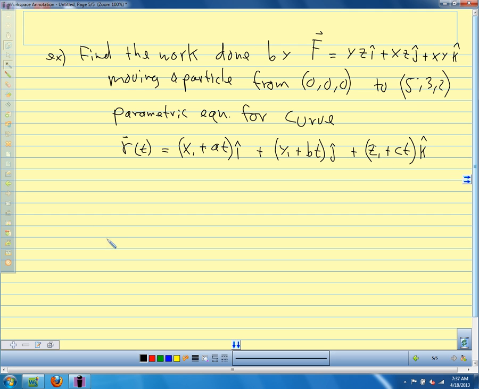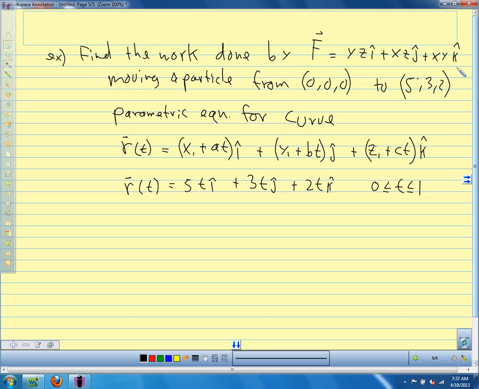So r of t, our parametric equation of this line, is just going to be 5t i plus 3t j plus 2t k. And our parameter is going to vary from what to what? 0 less than or equal to t less than or equal to 1. And that will take us from 0, 0, 0 to 5, 3, 2. All right, so there's our parametric equation for our curve.